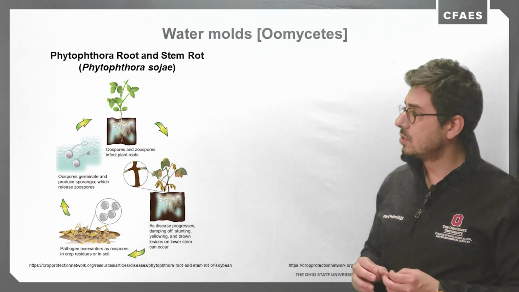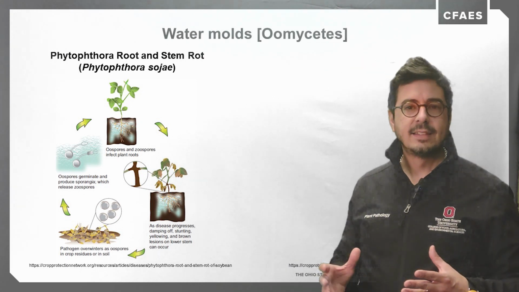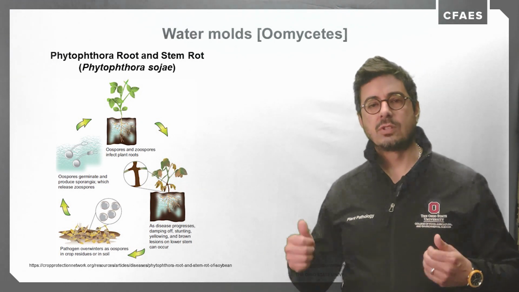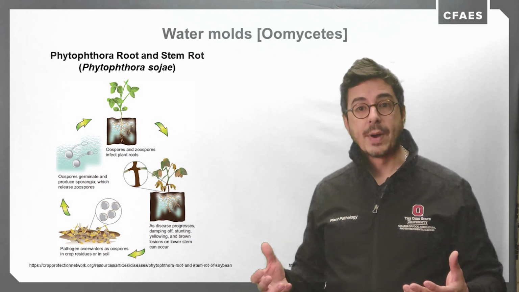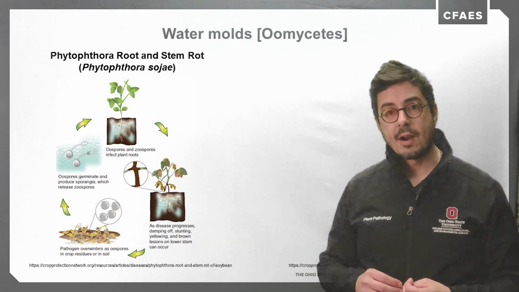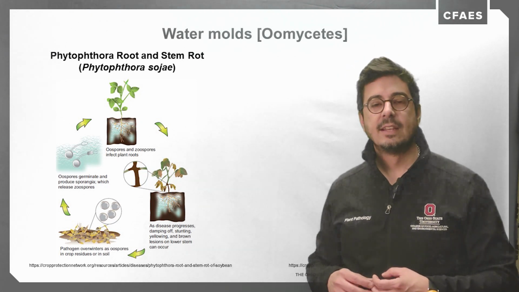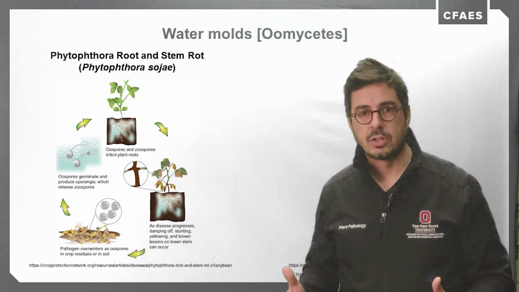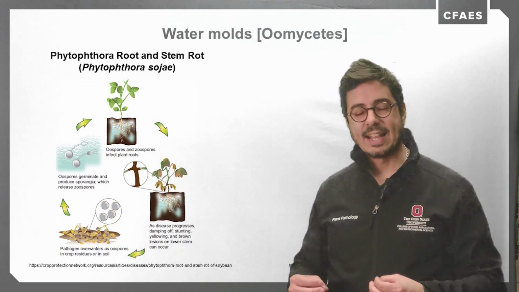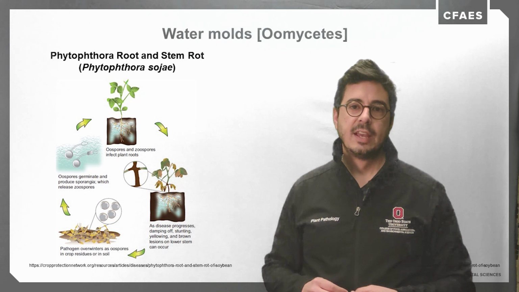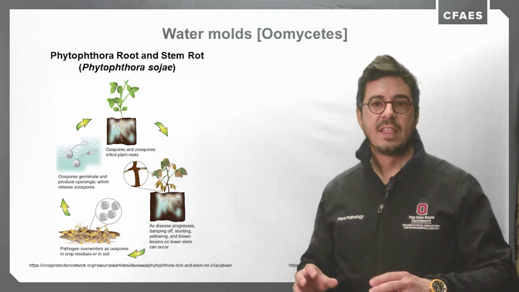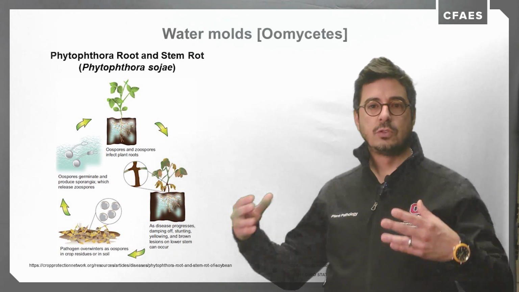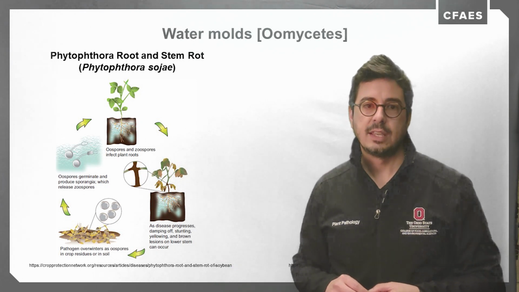It's really nice to see that we always need that disease triangle. We need a susceptible host, in this case soybean. We need a virulent pathogen, in this case we're talking about the water molds here, and we need that conducive environmental condition. And for water molds, that conducive environmental condition is saturated soil. We need that standing water that will allow the pathogen to infect our soybean seedlings.